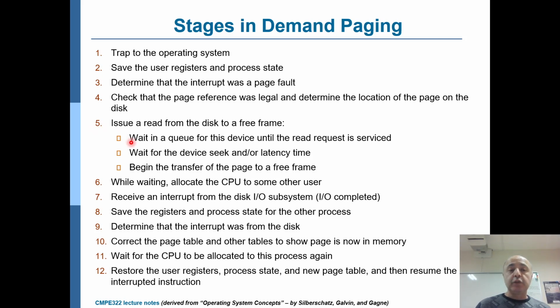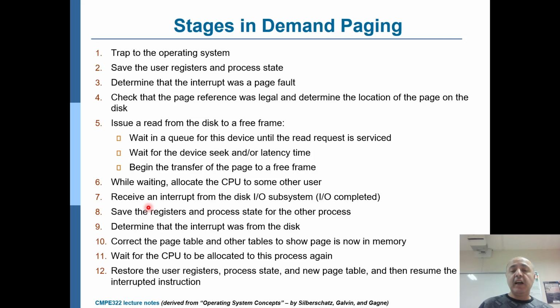Issue a read operation from the swap space into a free frame, which implies first find a free frame. This is an I/O operation, so you have to wait in the queue for this swap device until that transfer of the page from the swap into the memory is completed. You have to wait for the device seek and/or latency times because of the disk access and also for the transfer. While waiting for that process to do the page-in operation, you should schedule the CPU to some other process. And while other processes are running, ultimately this page-in operation will complete.